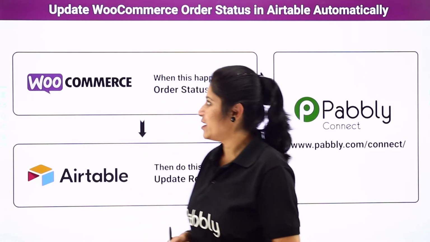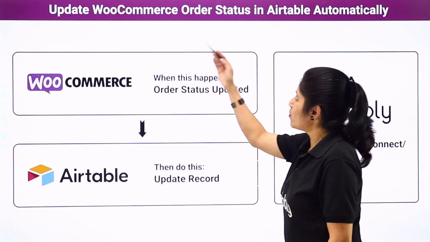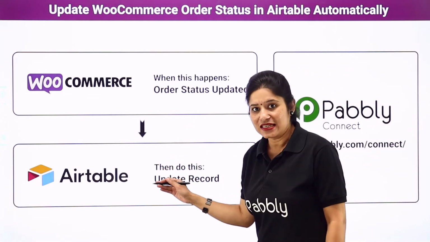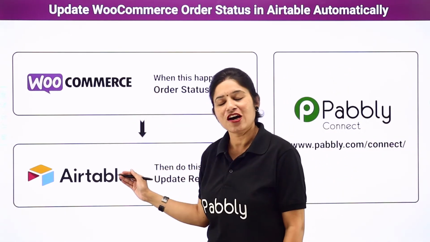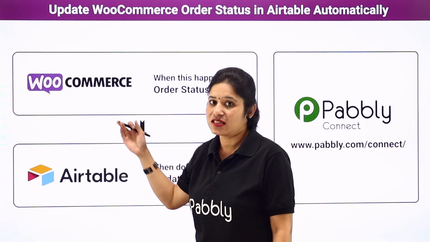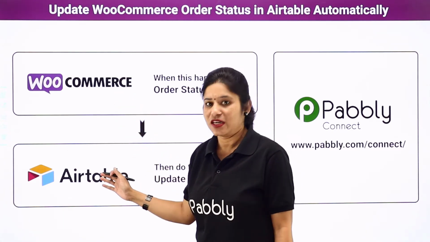In this video, we are going to learn how you can update WooCommerce order status in Airtable automatically. So first let us understand what these software applications are all about. WooCommerce is an e-commerce platform where we can sell our products digitally, and Airtable is a spreadsheet program.